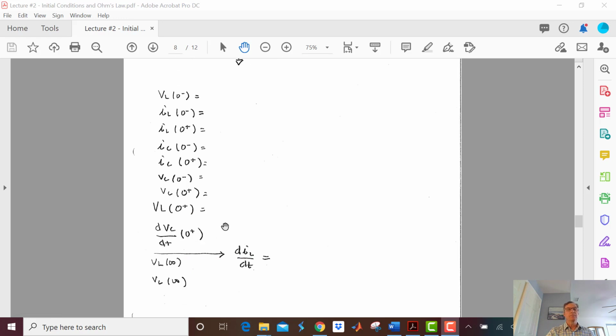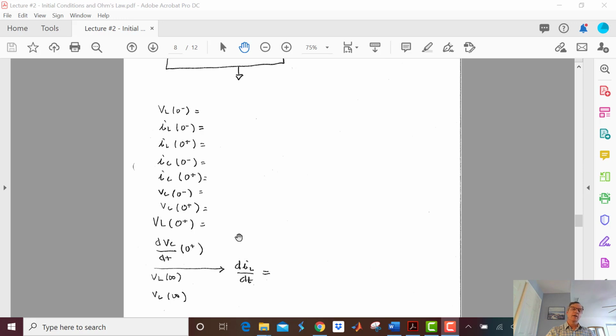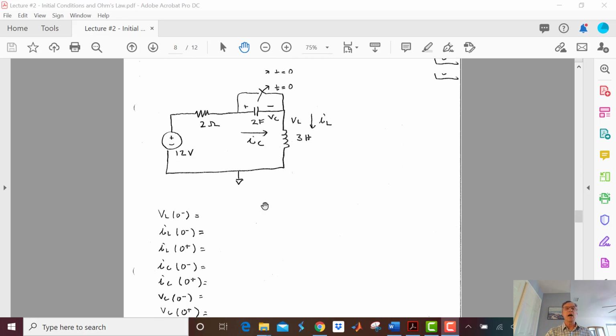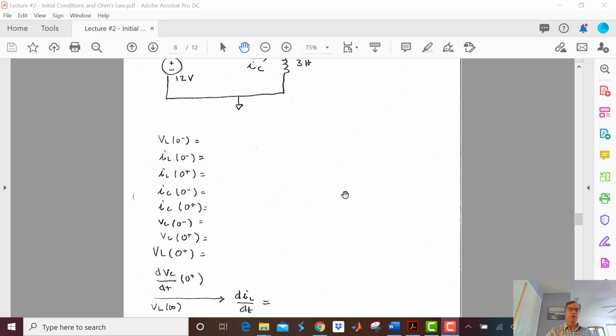Now dVc/dt. We know that I equals C dV/dt. So dV/dt is going to be I over C. And we know we have 6 amps at t equals 0 plus going through the capacitor. So dVc/dt is going to be I over C, which is 6 amps divided by 2 farads, which is 3 volts per second.